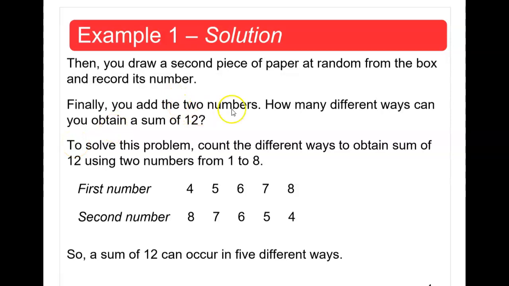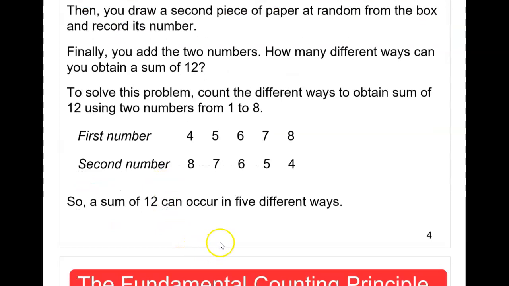Finally, you add the two numbers. How many different ways can you obtain a sum of 12? So for us to solve this problem, we could consider the numbers from 1 to 8. And for the first number, and remember we replace the paper, so that becomes important because for our second number, we still have the numbers 1 through 8.